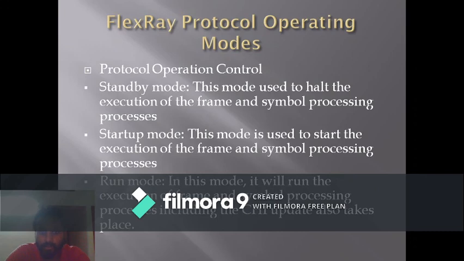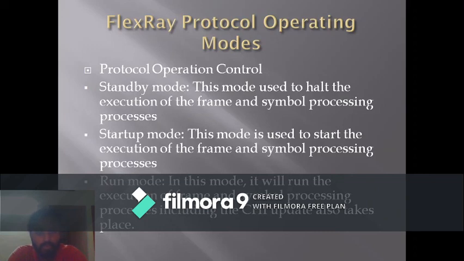Next, the FlexRay protocol operating modes. Like CAN or other protocols, the FlexRay protocol also operates in different modes. These modes are defined by power consumption and proper operation of the FlexRay protocol. In FlexRay, it is called protocol operation control, or POC. This POC process sets operating modes of frame and symbol processing for each communication channel. It has three operating modes as mentioned below: standby mode, startup mode, and run-up mode.